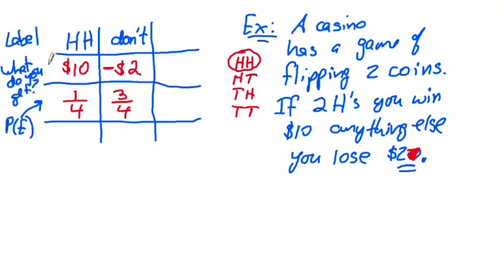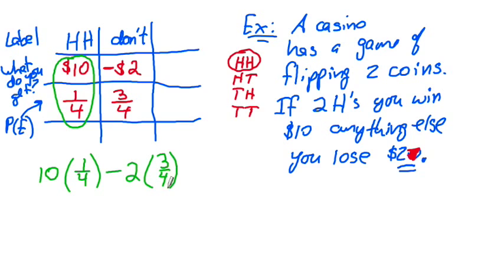The next step is you take the columns, take these two numbers, what you could get and the probability of actually winning the $10, and multiply them together. So you get your $10 1/4 of the time, but you lose $2 3/4 of the time, for a grand total of, let's see here, 10 out of 4 minus 6 out of 4. That leaves you with $1. So every time you play this game, on average, you're going to win $1.